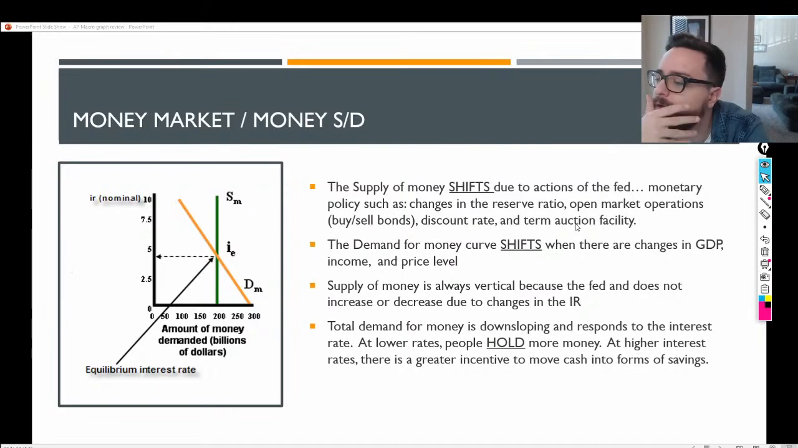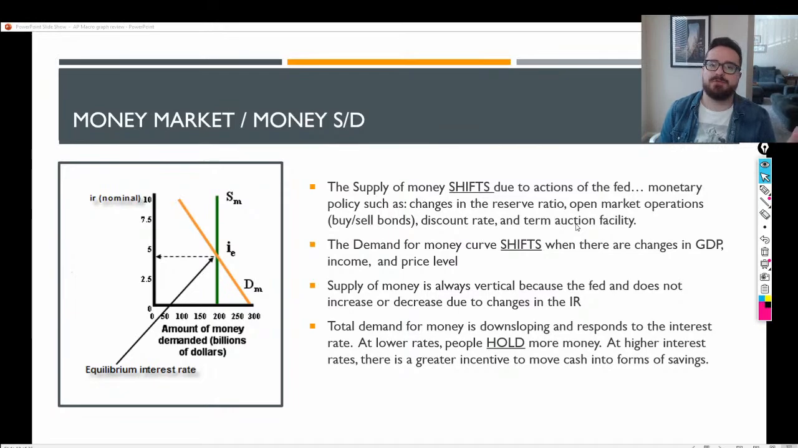Okay, the demand for money. This one is so important. Didn't mean to slap. Sorry, clap was too loud.